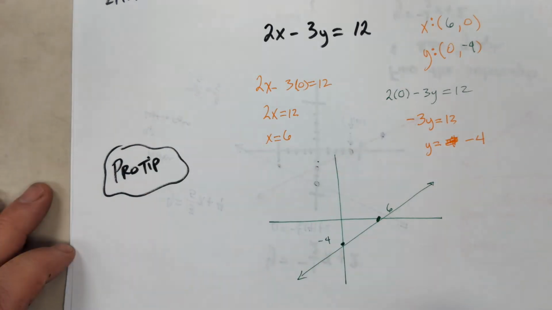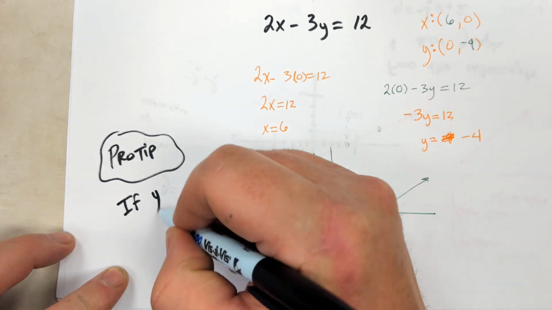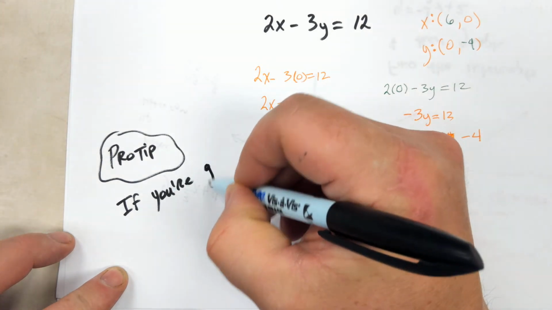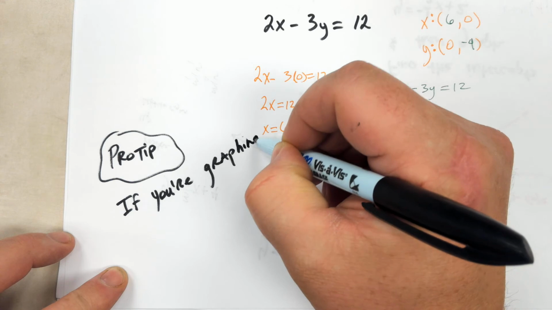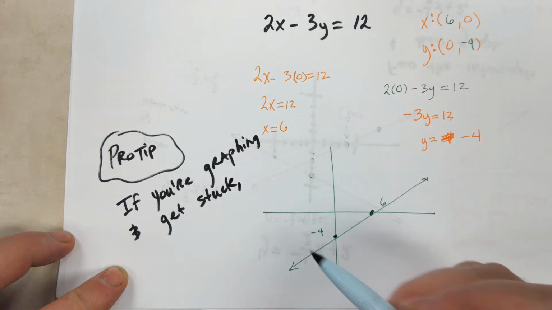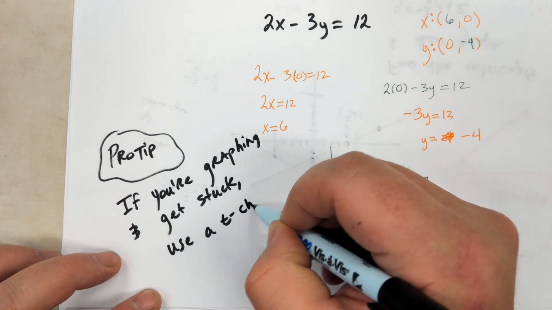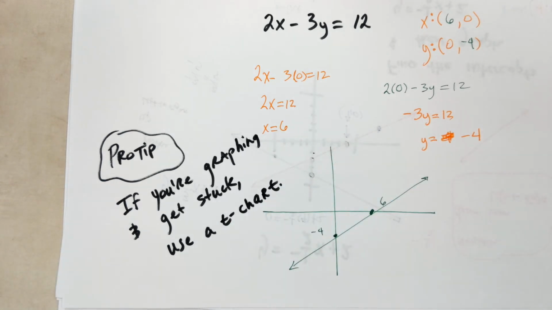Because you're going to get stuck, right? Pro tip. This is the way the professional gets unstuck when they get confused. If you're graphing and you get stuck, just use a T-chart. If one of your shortcuts gets you confused, just use a T-chart, and that will get you unstuck. It takes the longest, but it always works.